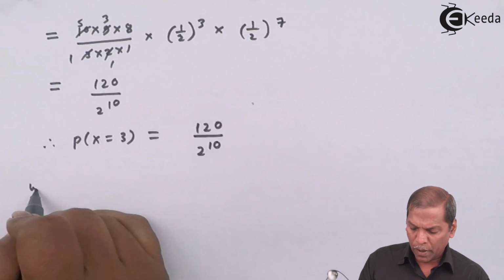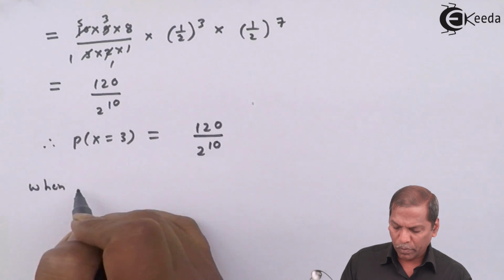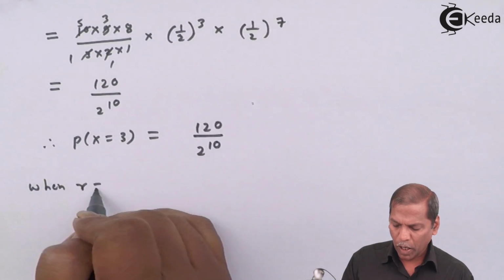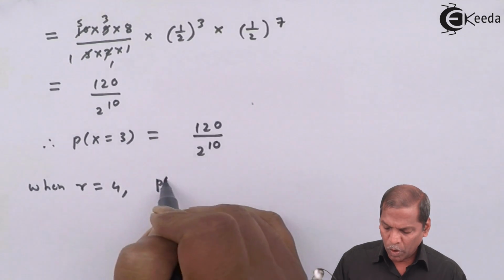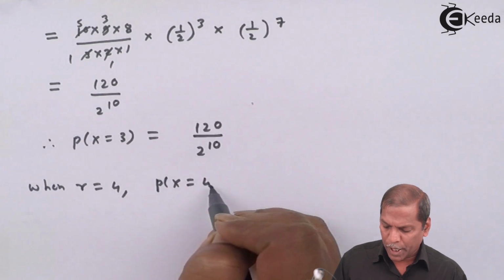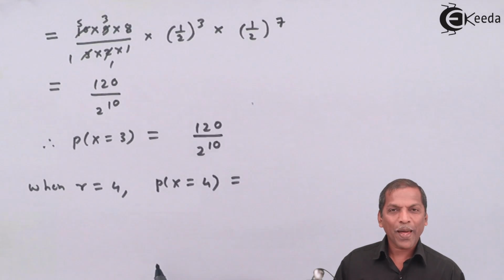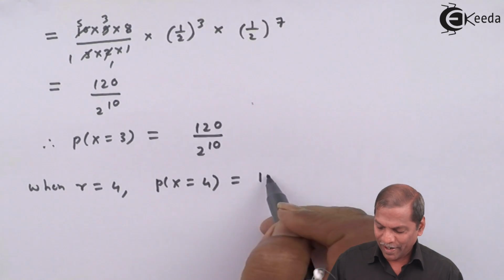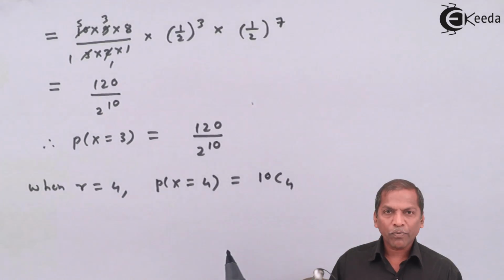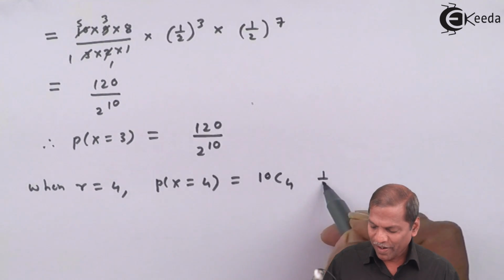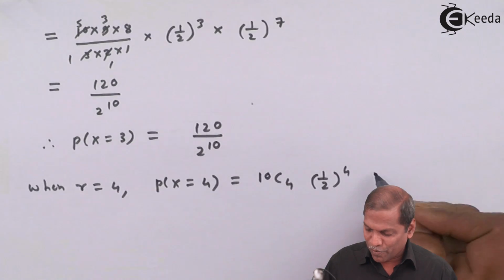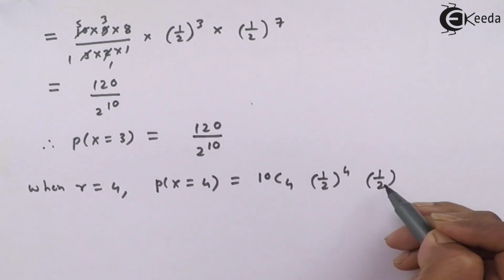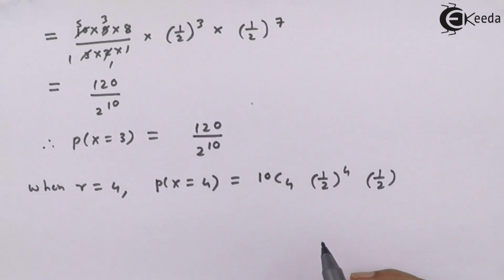Now we consider when r is equal to 4. So probability x is equal to 4 equal to 10C4 into 1 upon 2 raised 4 into 1 upon 2 raised 10 minus 4.